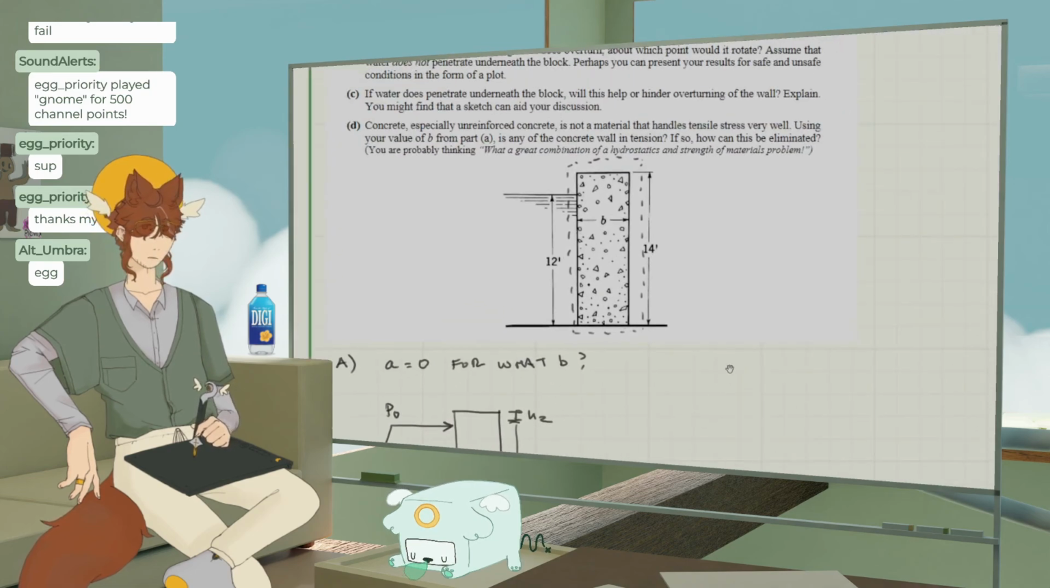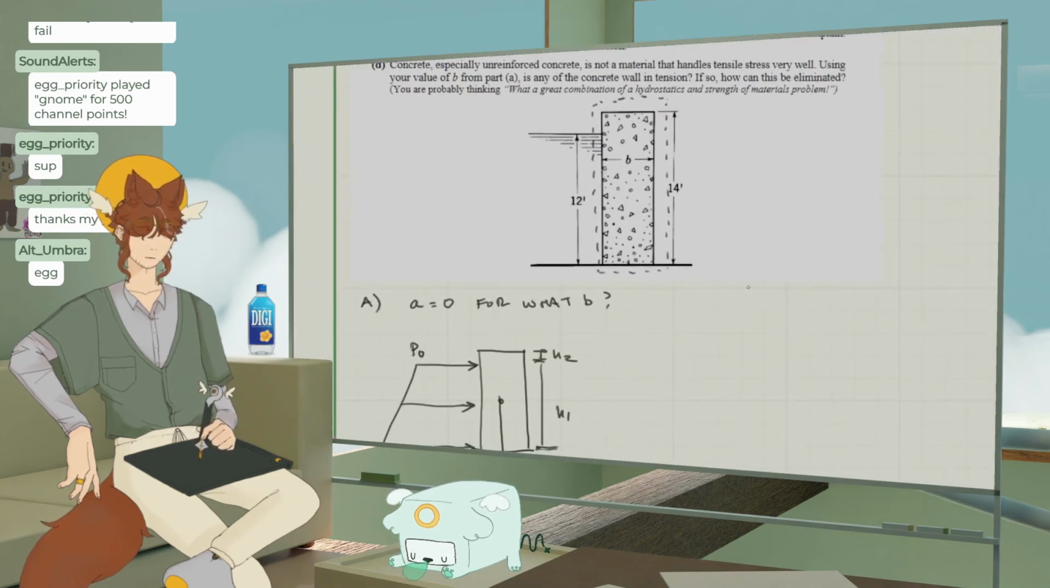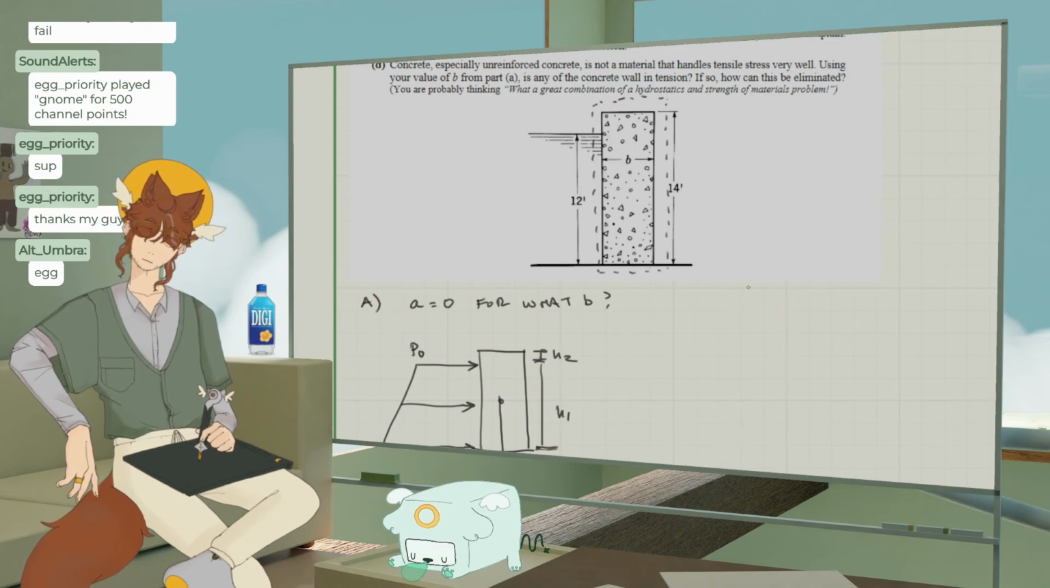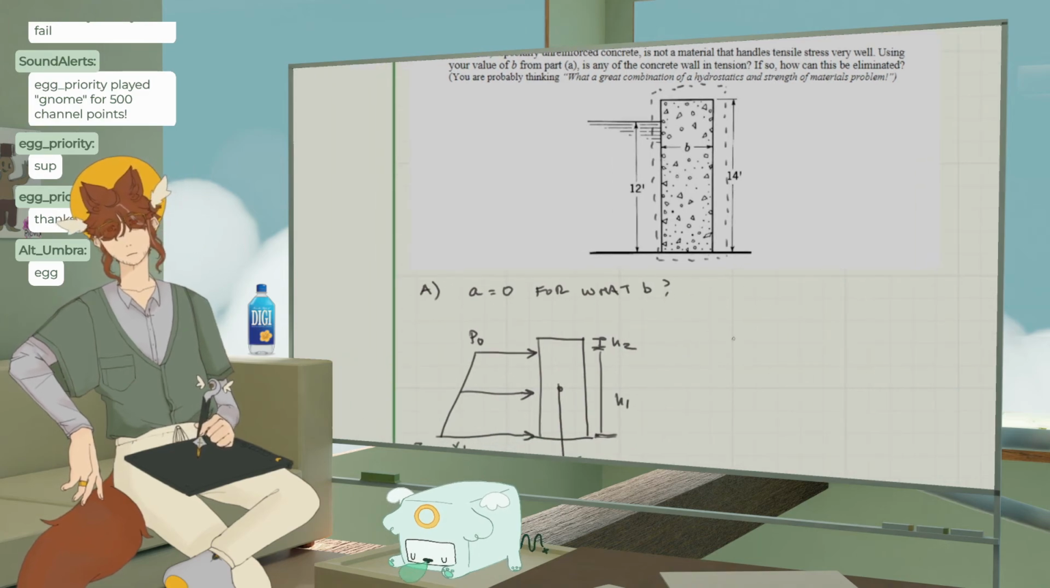I'm dropping. What do we start with? I don't really want to start with the water, but we should start with the water. It's not hard, it's just annoying. 1.94?